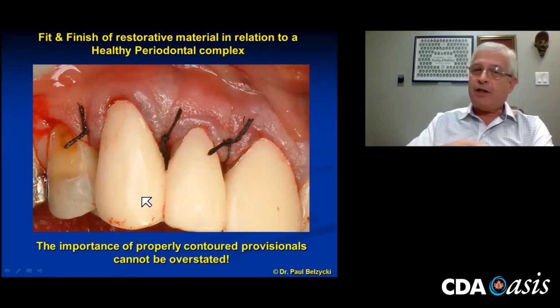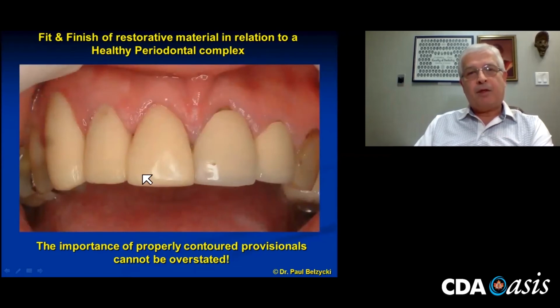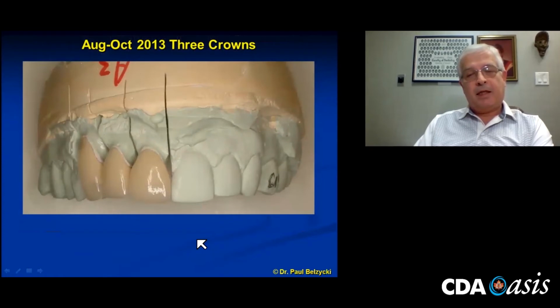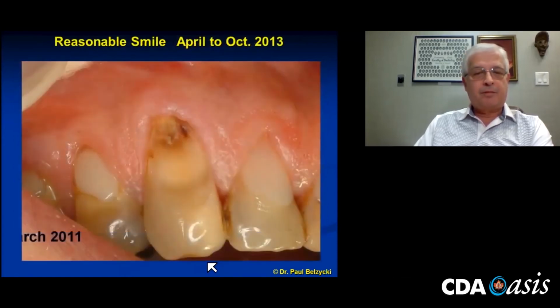Because if I take away enough bone and I make a beautiful margin, but my provisionals are over contoured, it will interfere with healing. I don't want to do that. So a few months later, he comes back. These are the provisionals. The tissue is beginning to look healthy and reasonable. In late 2013, 3 crowns were made, porcelain fused to metal, and they were inserted in healthy tissue. So this is how we started.